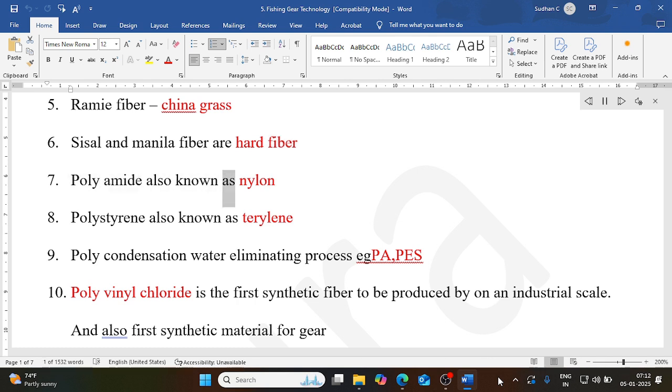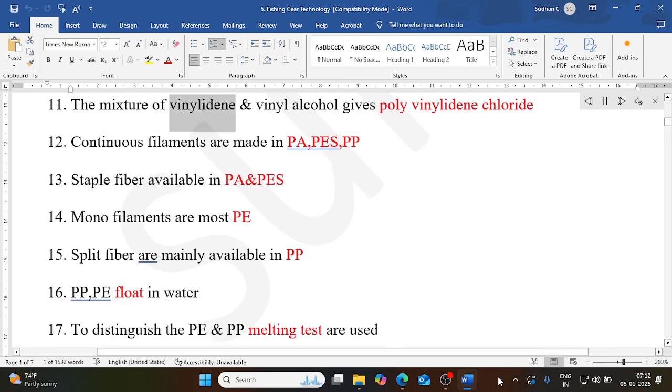Polyamide is also known as nylon. Polyester is also known as terylene. Polycondensation is a water eliminating process, e.g., PAPs. Polyvinyl chloride is the first synthetic fiber to be produced on an industrial scale, and also the first synthetic material for gear. The mixture of vinylidene and vinyl chloride gives polyvinylidene chloride.